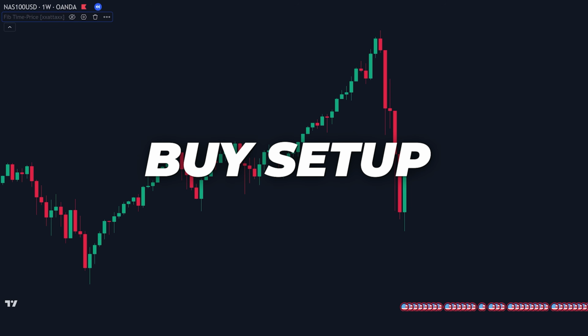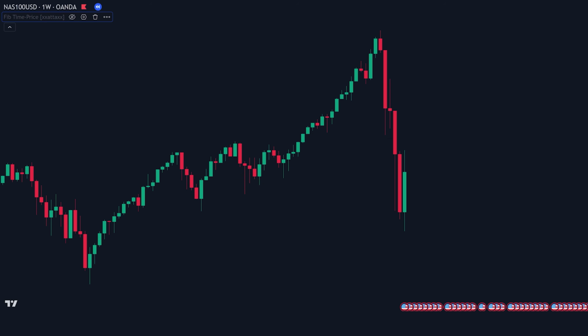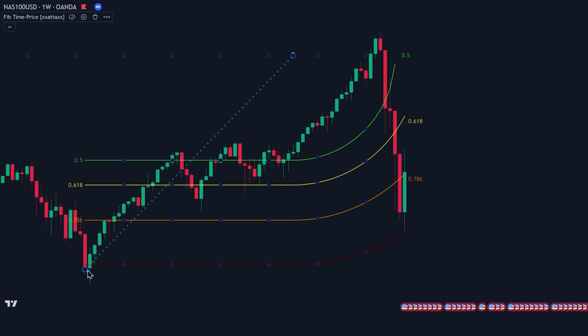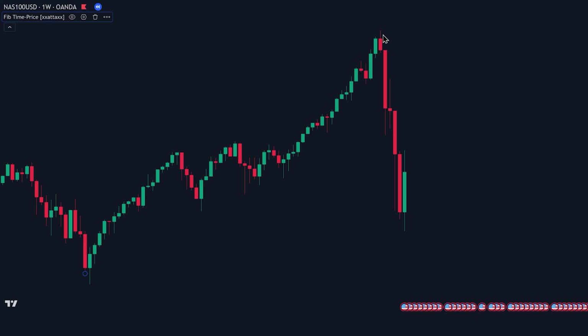Let's analyze this buy trade setup. First, confirm the trend. In this case, the trend is clearly bullish, as indicated by the series of higher highs and higher lows. This sets the foundation for a potential buy opportunity. Once you see a deeper retracement in the price, adjust the indicator's point A and point B manually to the swing low and the swing high.